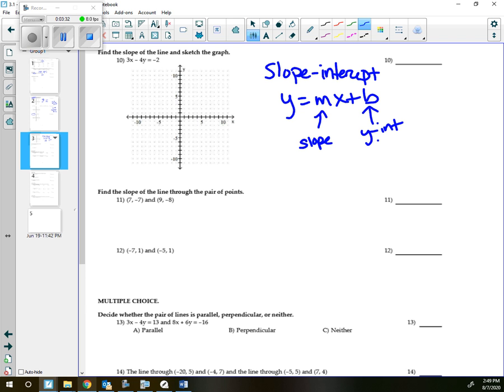So graph your y-intercept first, and then use your slope to get to another point. So basically, for most of these equations, how would you get it into this form? Well, you would just solve for y. So being able to get into slope-intercept form is another way of graphing.